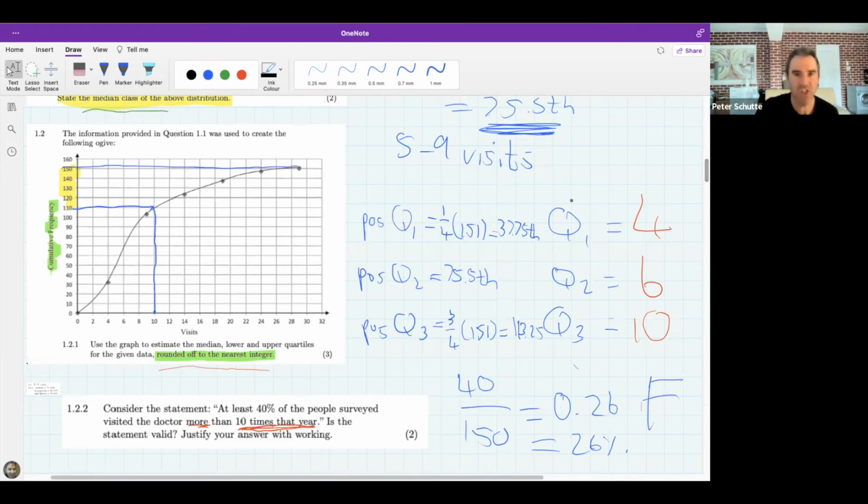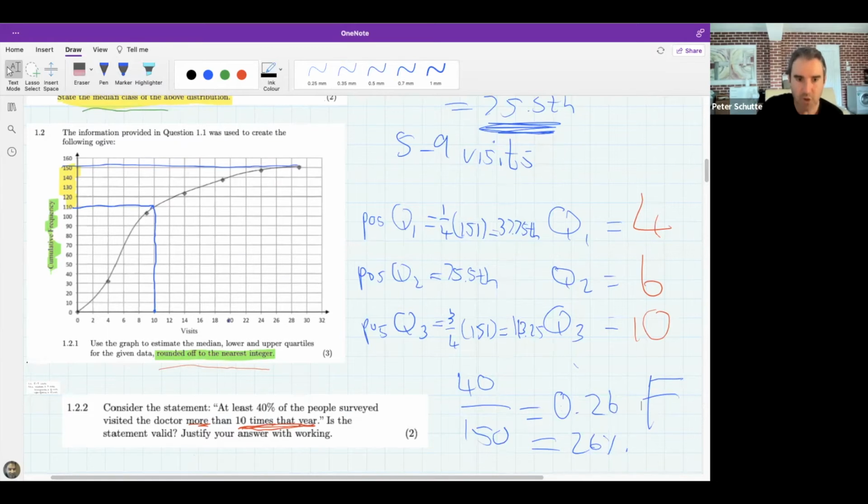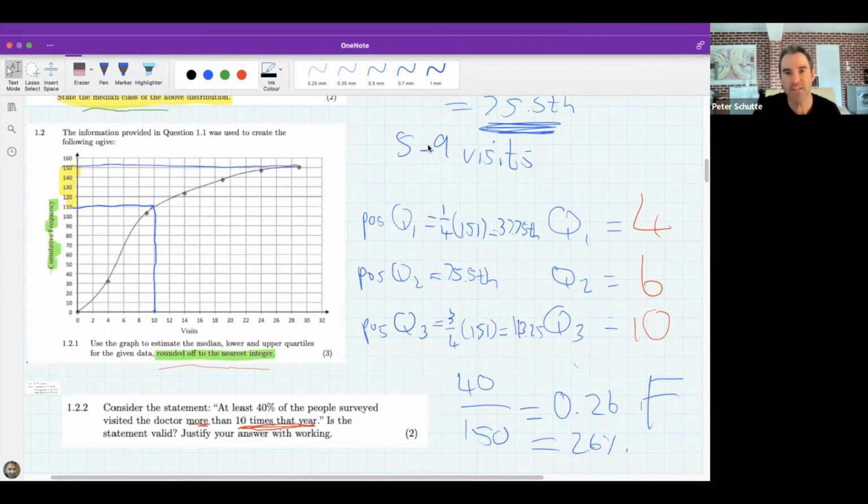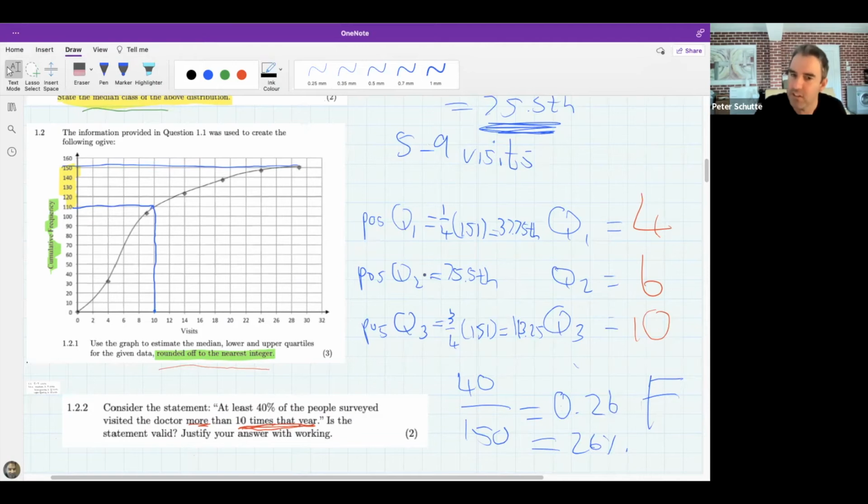So that was a much higher order question where you had to actually interpret the graph. I'm not going to linger on this for too long, but I just did want to show you a slightly harder question like that.